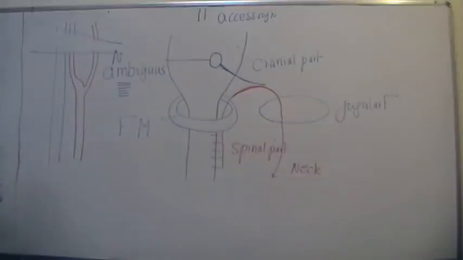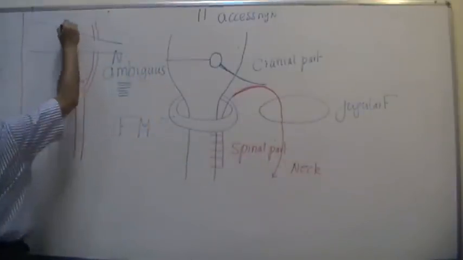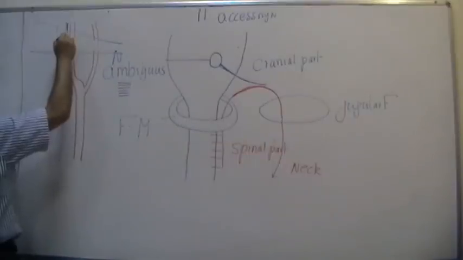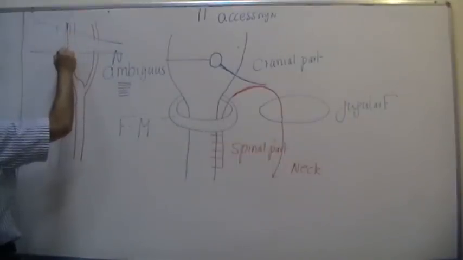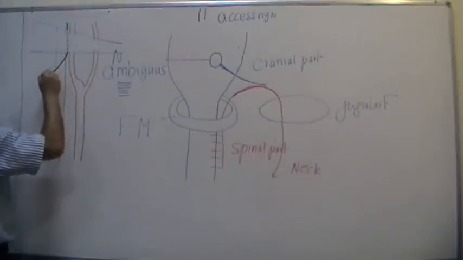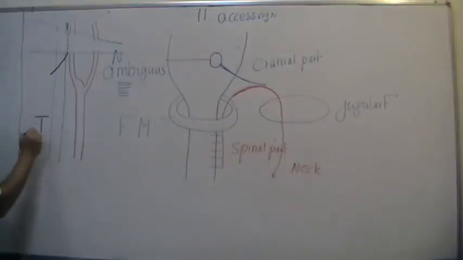The spinal part of the accessory nerve, which comes from the jugular foramen, passes through the carotid sheath and passes deep to the posterior belly. At the lower border of the posterior belly of the digastric, it passes backward, crossing in front of the internal jugular vein.